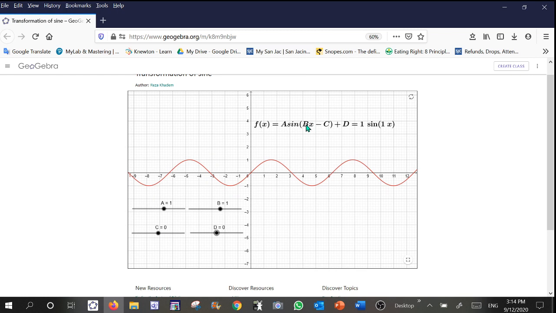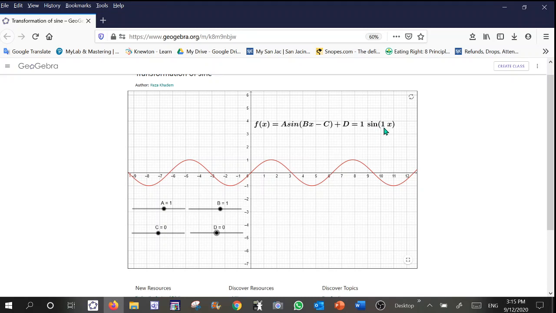What does B do right here when you multiply x by a number? Well, B is called the wave number. Whatever that number is, it's the number of cycles in one complete period of the original sine. So a complete period of the original sine is 2 pi. And 2 pi, remember, is 6.28. So notice right now we have one cycle in 6.28. And that is because B is 1.